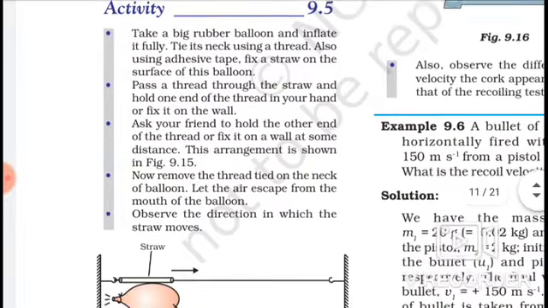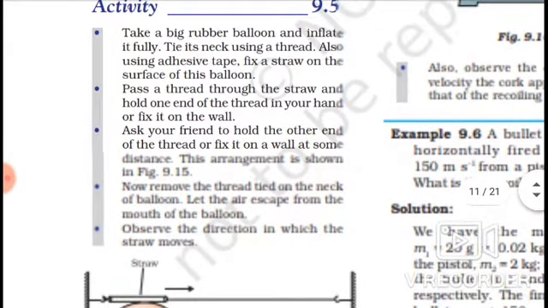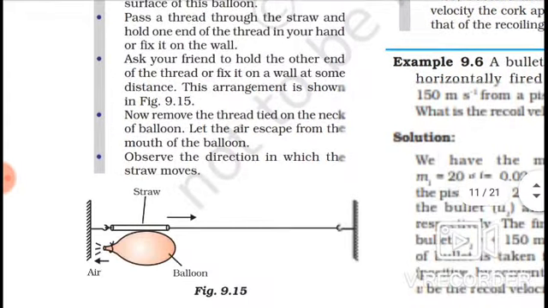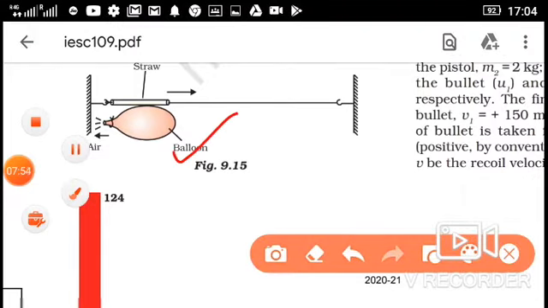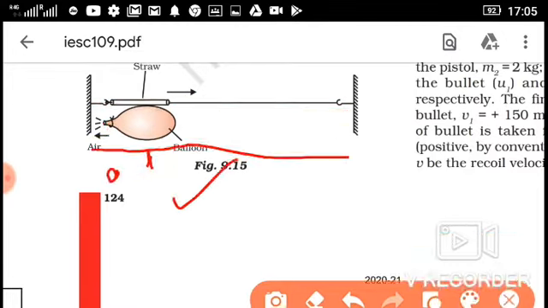Take a rubber balloon, inflate it fully, tie its neck using a thread, and using adhesive tape, fix a straw on the surface of the balloon. You see here, you take a balloon, you tie its neck with the help of thread, and with the help of tape or some adhesive you attach a straw here. Then you pass a thread through this straw like this. Understood?